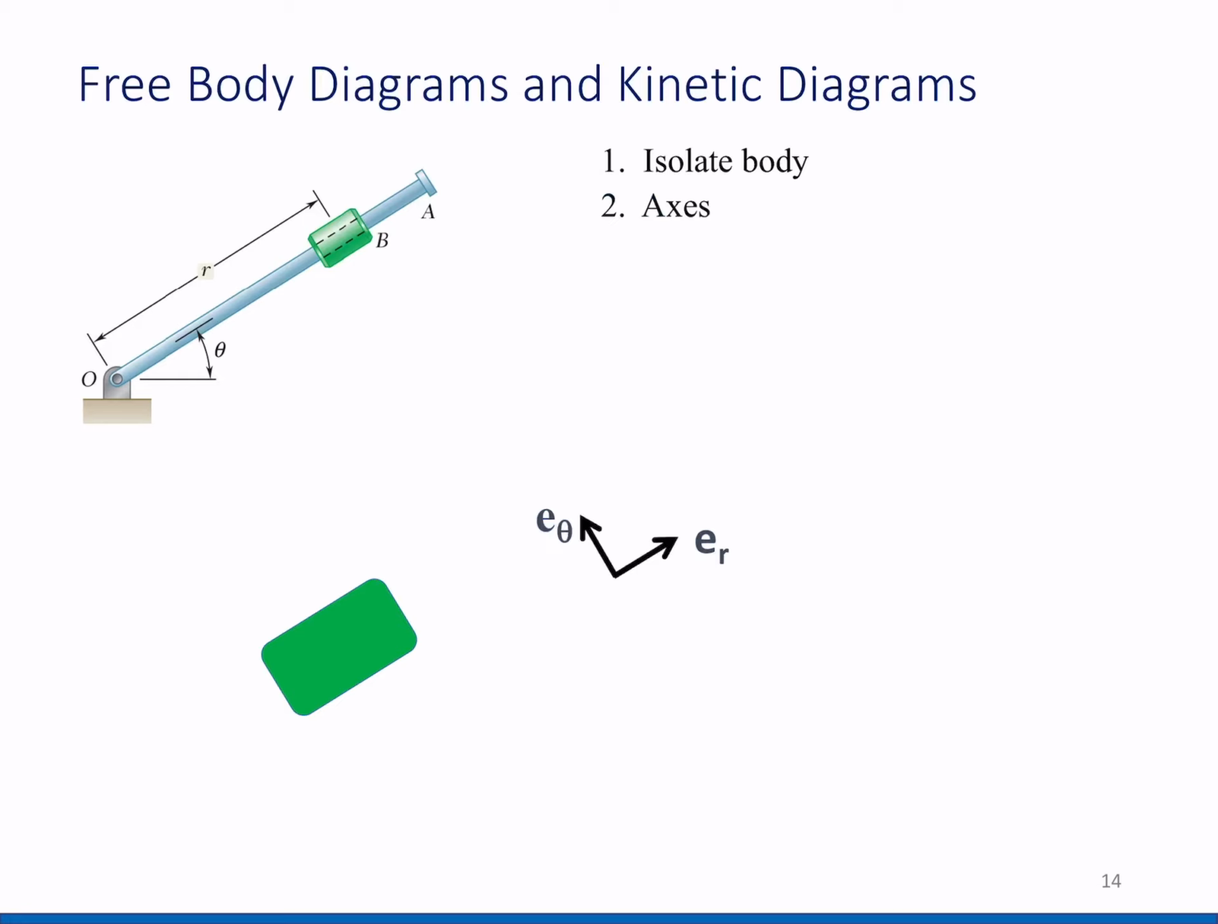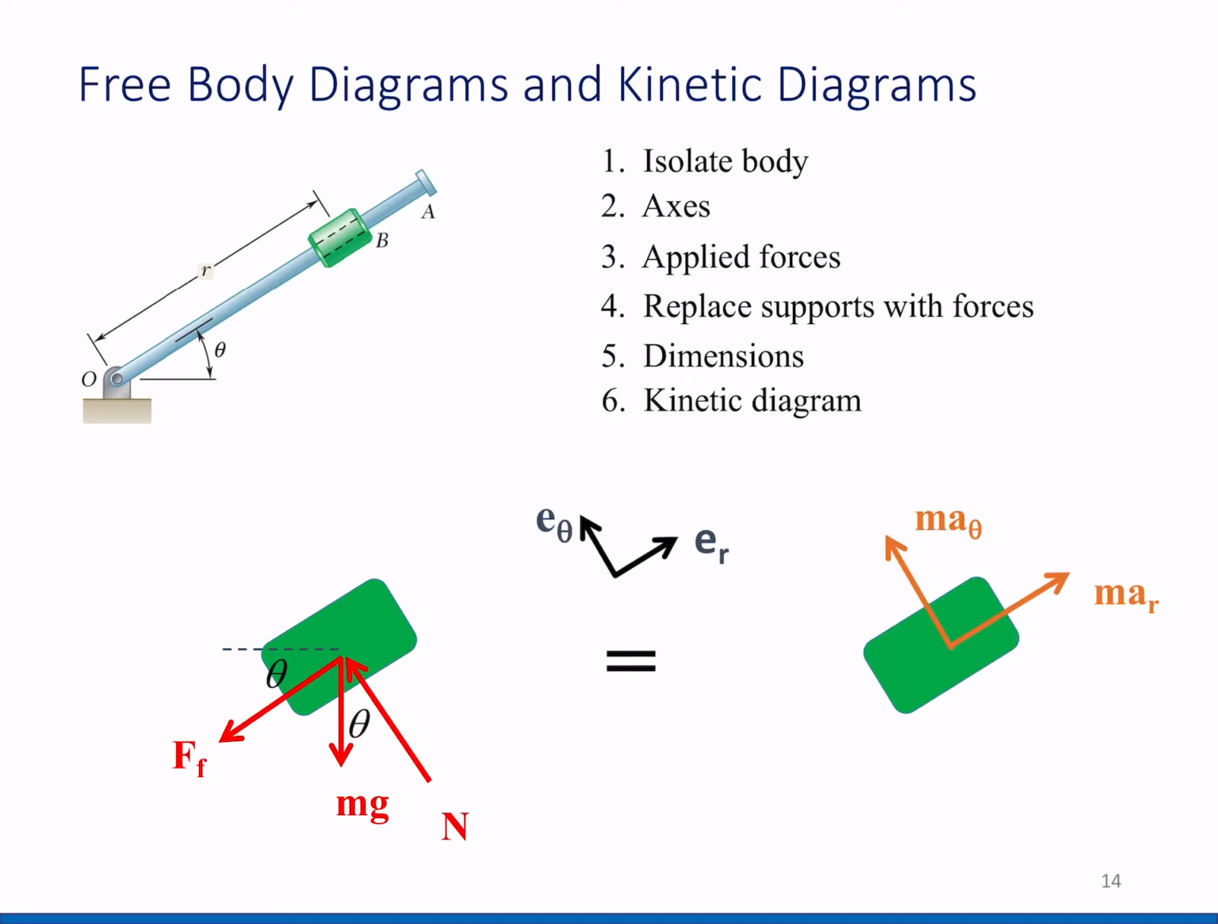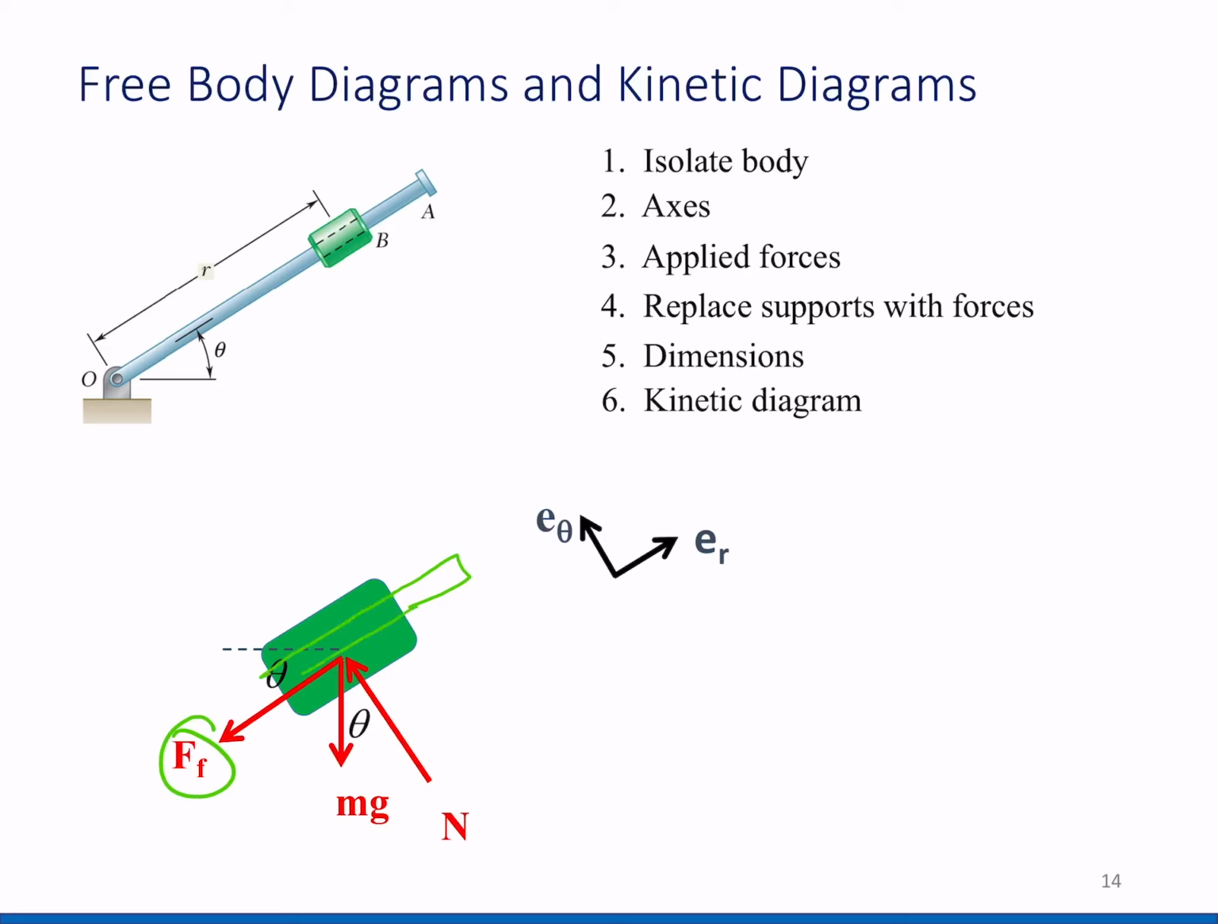Here we isolate, and then next we write the axis, and we apply the forces, we draw the supports, we put the dimensions, and we draw the kinetic diagrams. That's it. So this force is the force in the plane along our axis, and then you also have mg, the mass of this object, which also has to be written all the time. And also we have the reaction force N, okay? Because this object is in contact with the rod like this, so you also have the normal force.